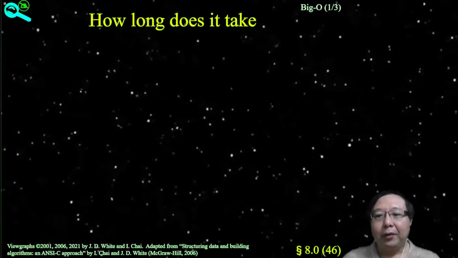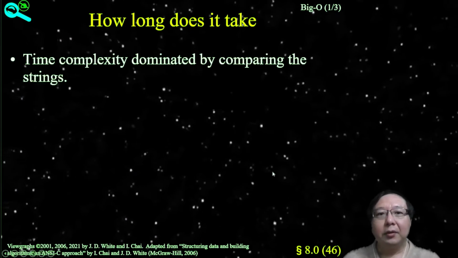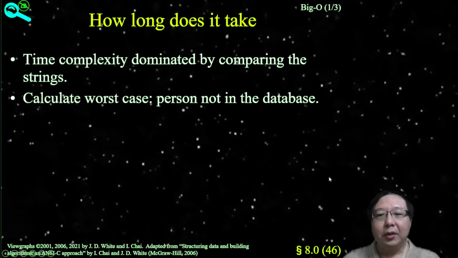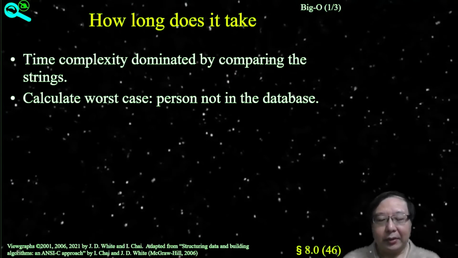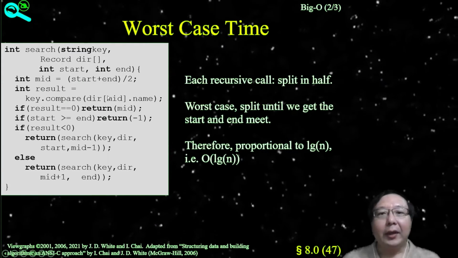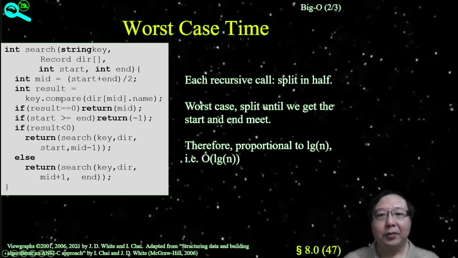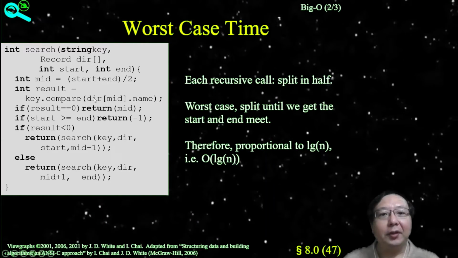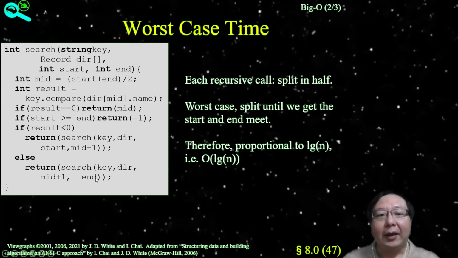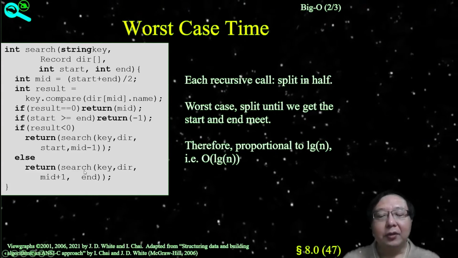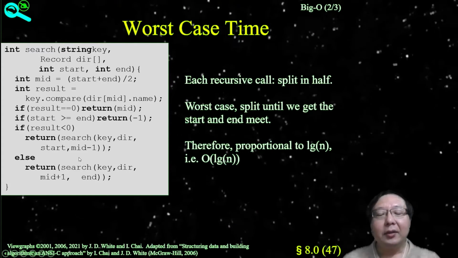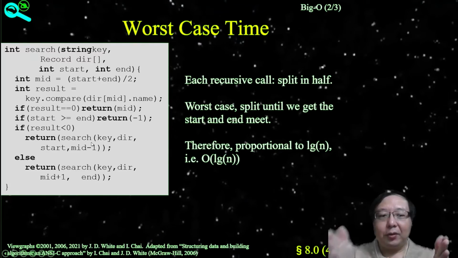Alright, now let's take a look at how long this will take. How long it takes is dominated by the comparison of the strings, and so the worst possible time is if you can't find the person in the database. So we look at what happens if you can't find someone in the database. Each time it does this recursive call, the recursive call is here, this one, search. It's going to split it in half, okay? Either it goes this way or this way. So if we can't find the person in the database, then each time it's going to split in half, and that means the array is going to halve each time.